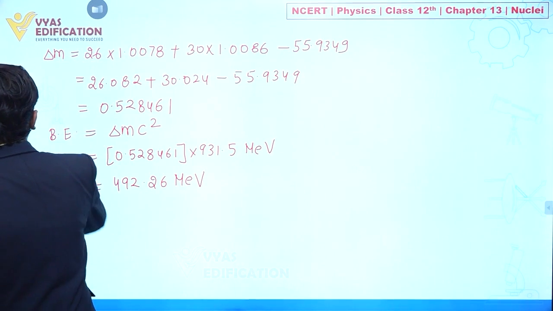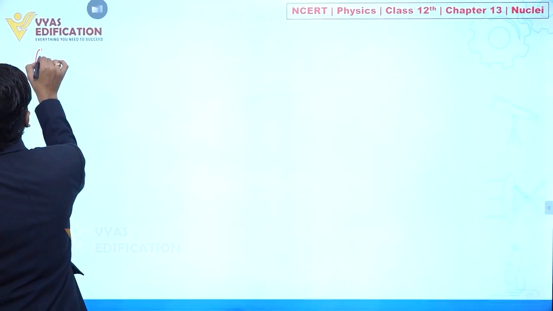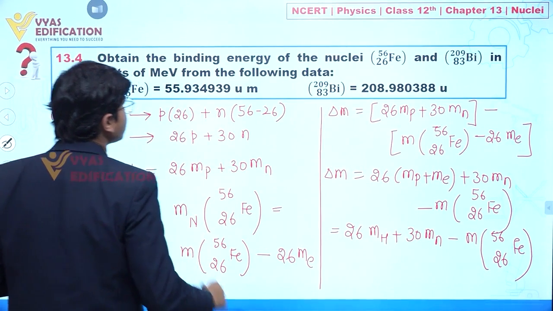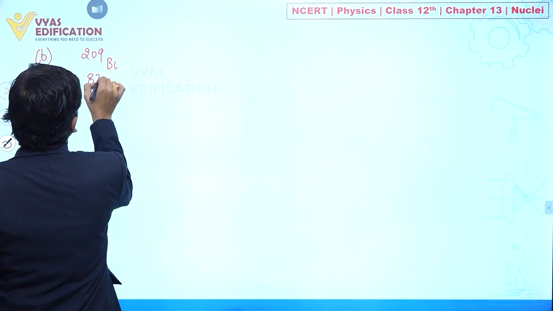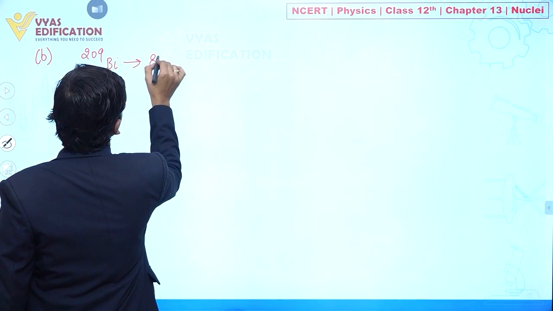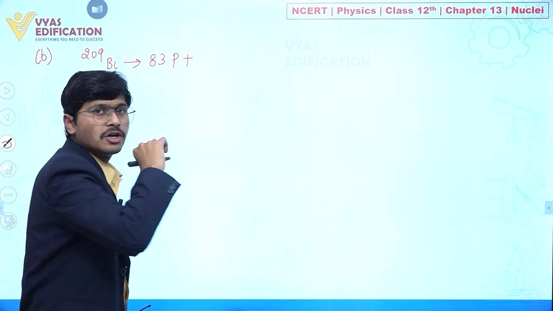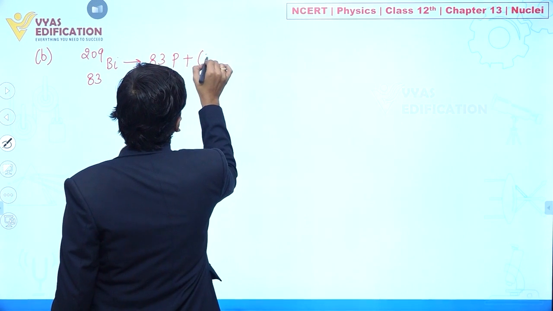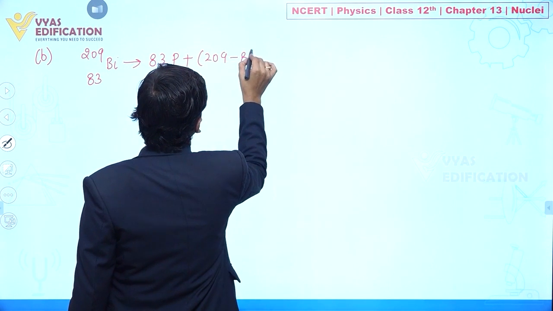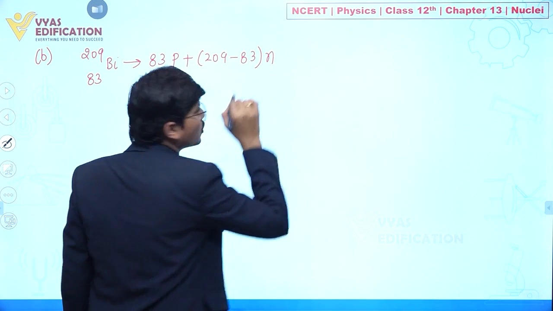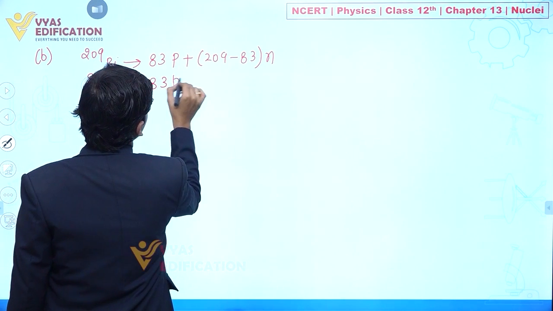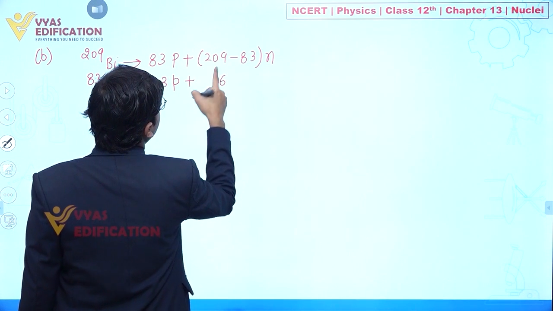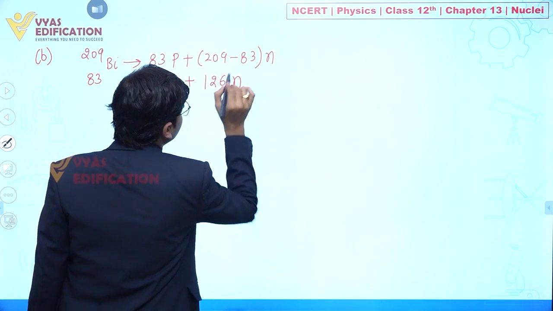So now concentrate. Now if I talk about part number B, in part B we have the nucleus bismuth 209, 209 Bi, and this is 83. Now in this we have number of protons equal to 83 protons, plus what about the total number of neutrons? This will be equal to 209 minus 83, and this will be neutrons. Clear? So now we can see in total we are getting 83 protons plus 126 neutrons. Yes or no?